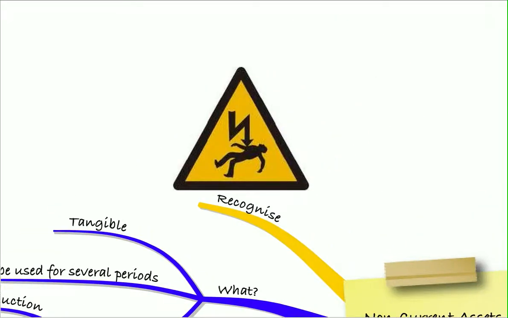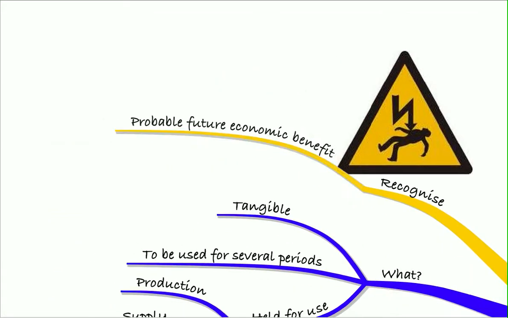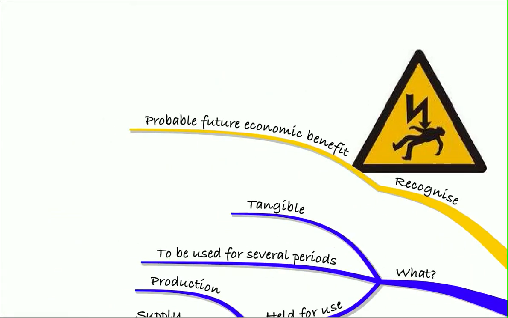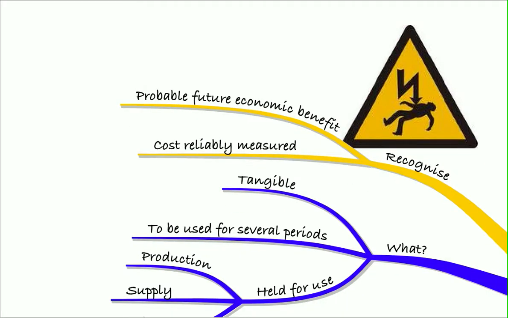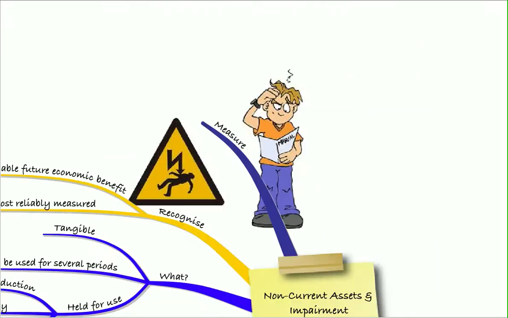When can we recognise it, i.e. capitalise it? Well, when it's going to give us probable future economic benefit, we're going to earn some money from it, and that cost of that asset can be reliably measured. So that's going to be the amount that we paid for it. Let's look at that in more detail when we look at how to measure it.